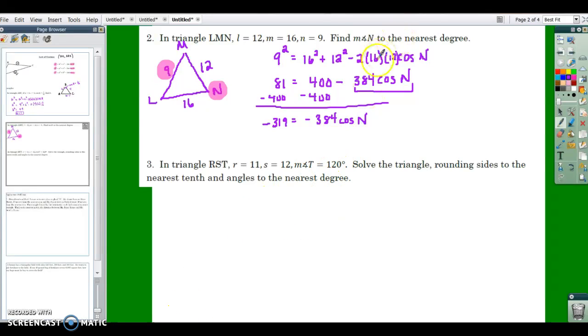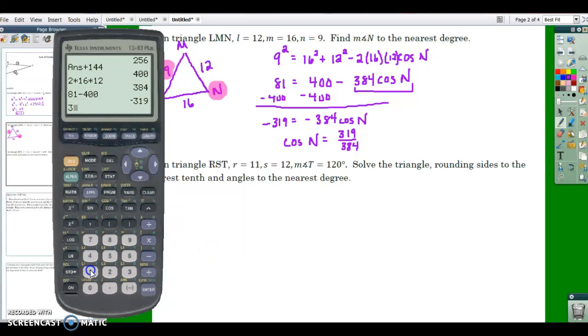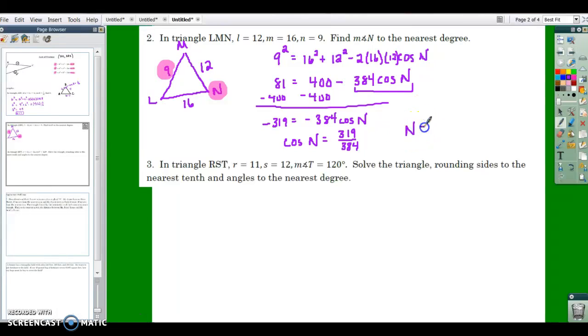Divide both sides by negative 384. So we get cosine of n is equal to 319 over 384. Right? A negative divided by a negative is a positive. So in our calculator, if I do 319 divided by 384, and then if I do second cosine, because I'm finding now the angle, so I have to do inverse cosine. Second cosine of my answer. So second and then the negative symbol will pull up your previous answer. Enter. And we get n is 33.8, so to the nearest degree, n is 34 degrees.